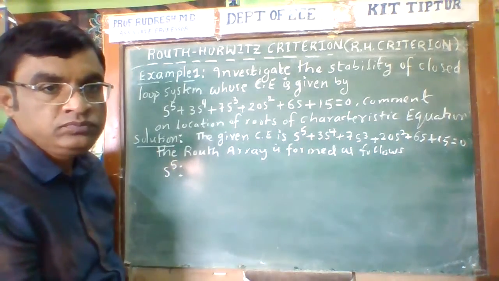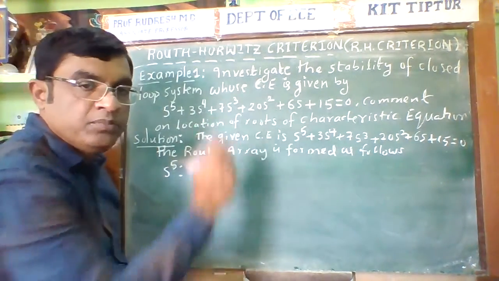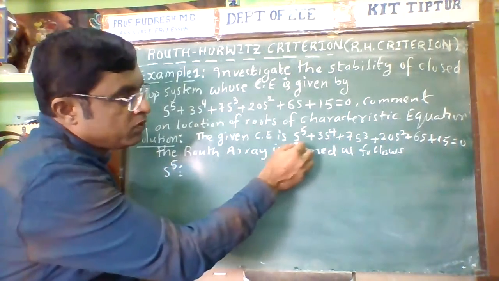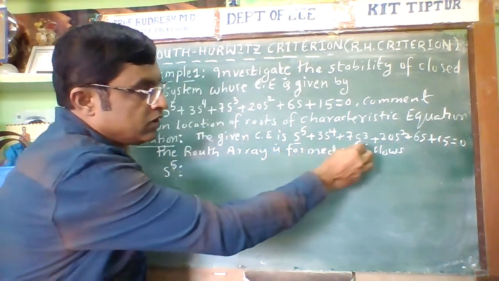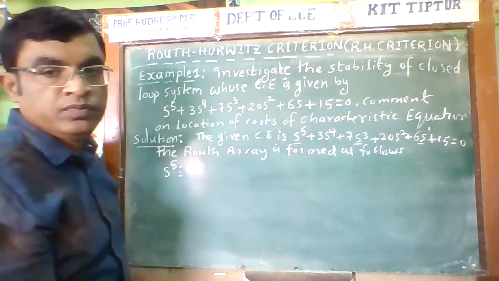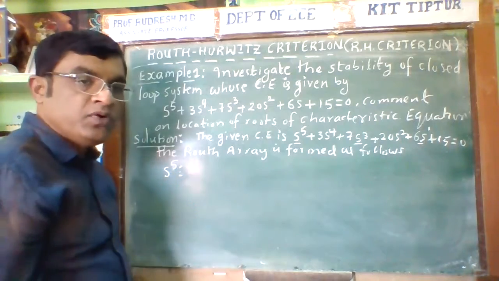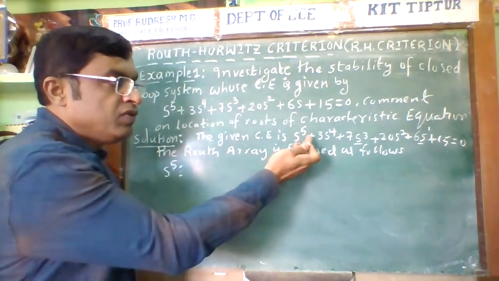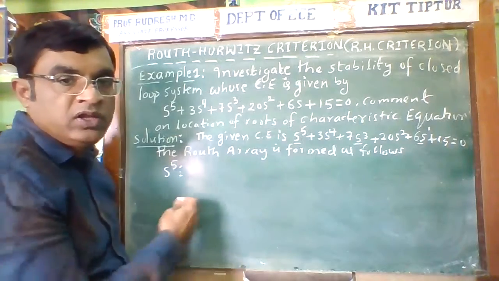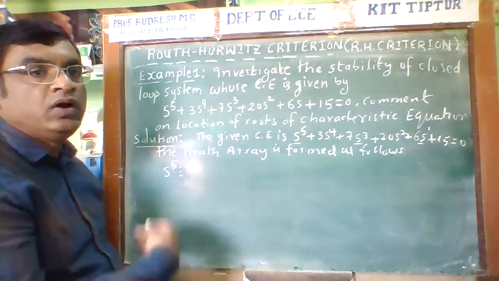Therefore, the first row can be formed by odd powers of S. So this is an odd power, this is an odd power, and this is an odd power, because S power 1. If the highest power were even, then the first row would be formed by even powers of S, and the next row by odd powers of S.